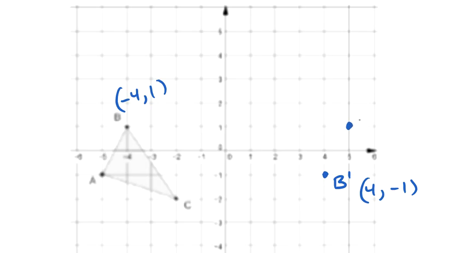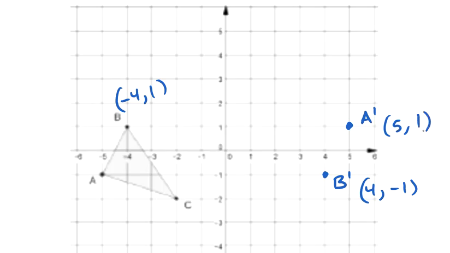This right here is where A prime ends up going. And let me write its coordinates. It's at 5 comma 1. C rather is at -2, -2. Well, they're both going to become positive. So C would end up being at 2, 2. So here it is, 2 comma 2. And that is C prime.